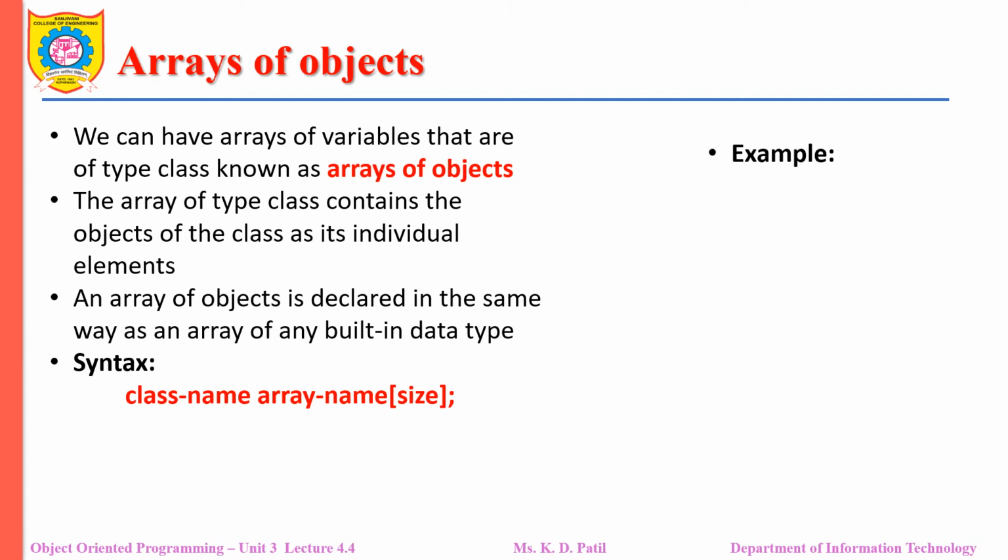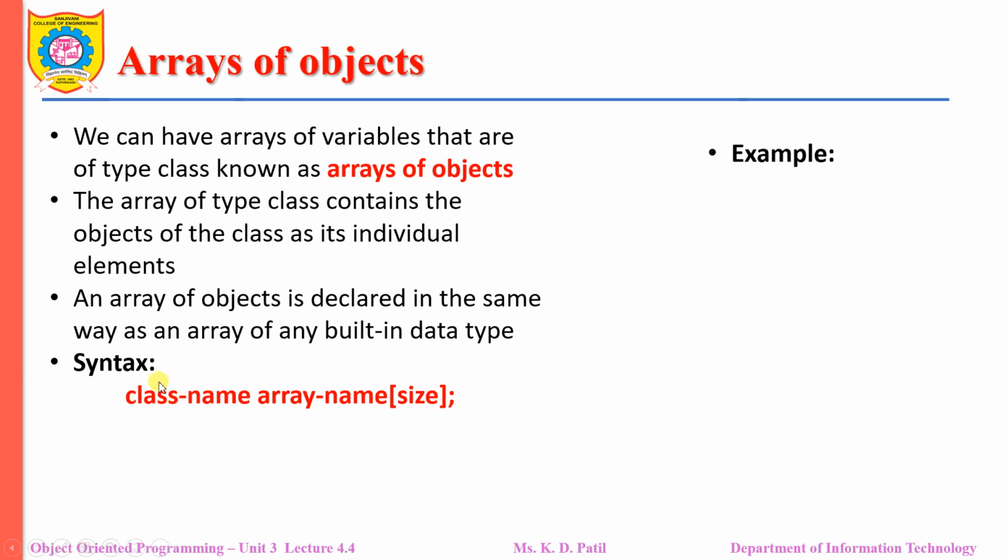We can have arrays of variables that are of type class, and those are known as arrays of objects. The array of type class contains the objects of a class as its individual elements. An array of objects is declared in the same way as an array of built-in data type. Now let me show you the syntax here.